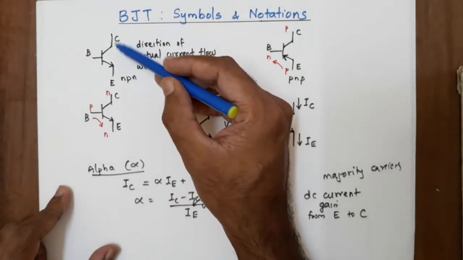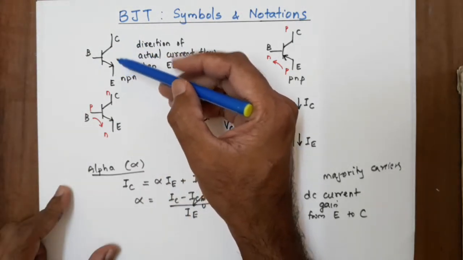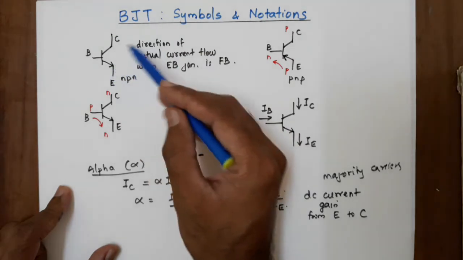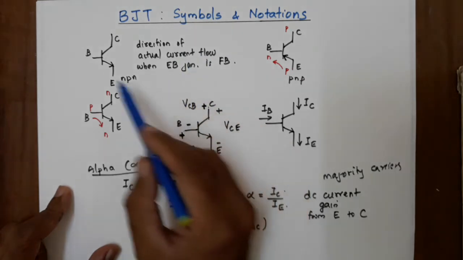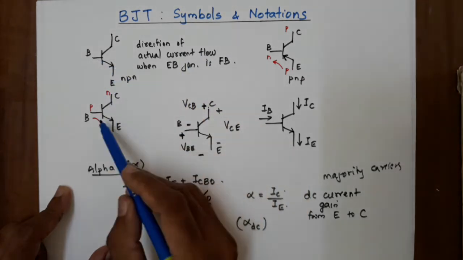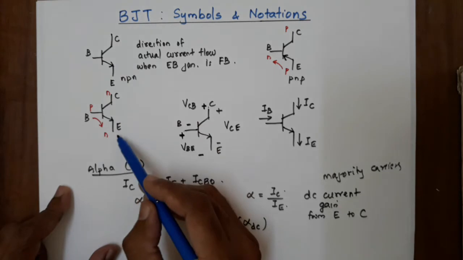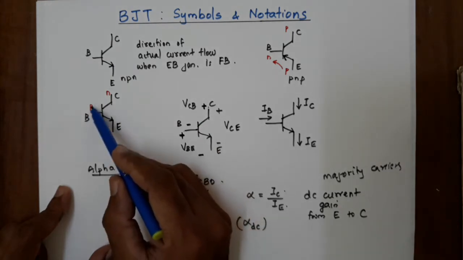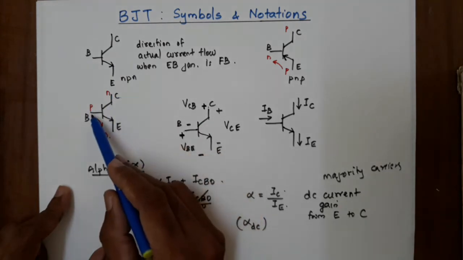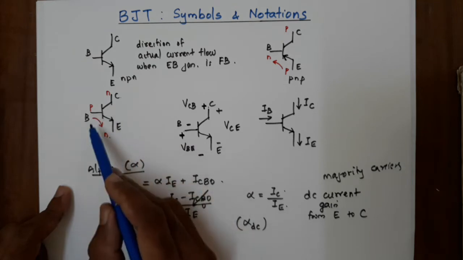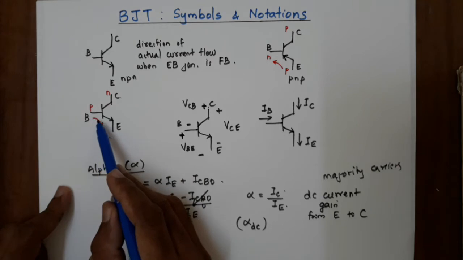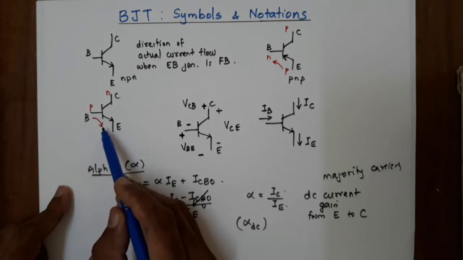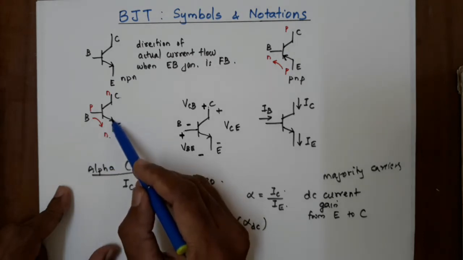As you can see, the collector and emitter terminals look similar except for the direction of this arrow mark, and the arrow mark indicates the direction of actual current flow when the emitter base junction is forward biased. This is an NPN transistor, so emitter is N, base is P, and collector is N. When you forward bias the emitter base junction, as you know, when a PN junction is forward biased, current will be flowing from P material to N material. So this red arrow indicates the direction of actual current flow. So that is indicated by this arrow mark.